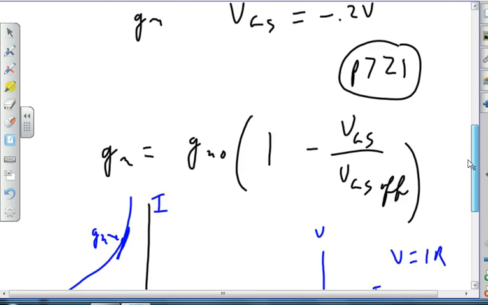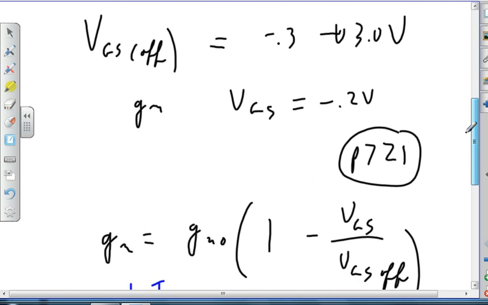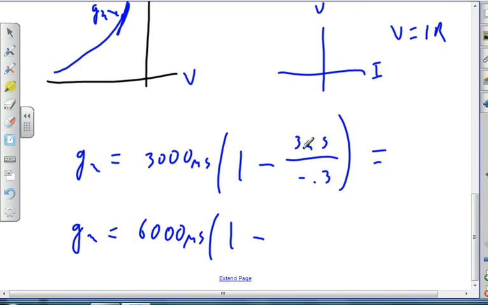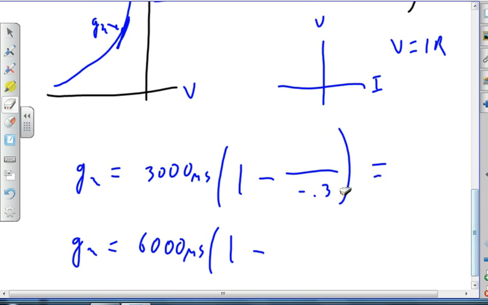No. This is volts. VGS off is 0.2 volts, minus 0.3 volts. That should get my smallest one. 3 volts divided by 0.2 volts. That should give me my biggest one.